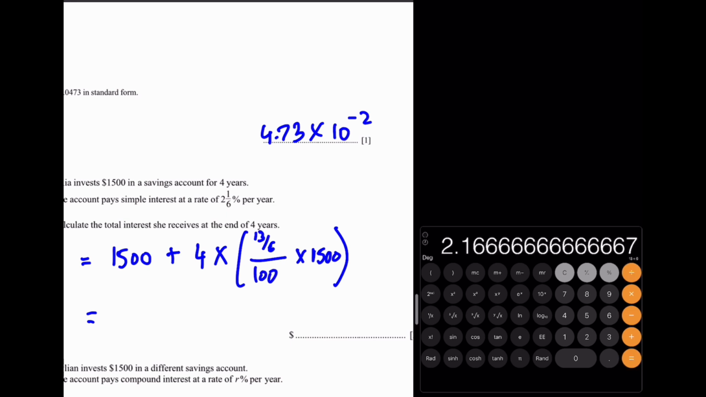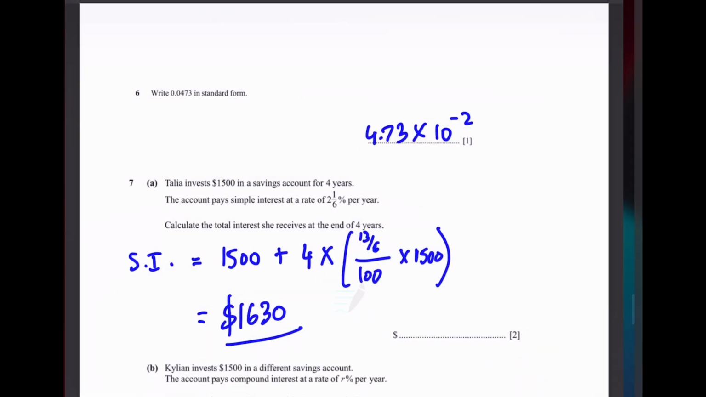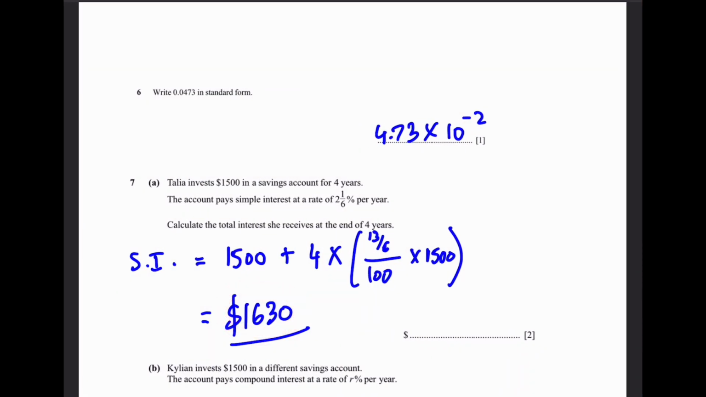13 divided by 6 divided by 100 times 1,500 times 4 plus 1,500 gives 1630. But then we need to find the total interest that she receives, not the total amount of money. So the interest is equal to this value minus the original amount, which is $130. And that'll be our answer.